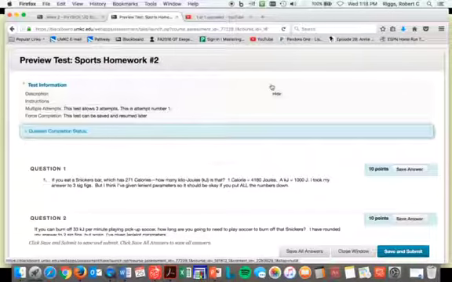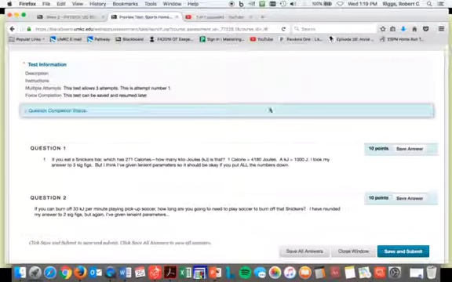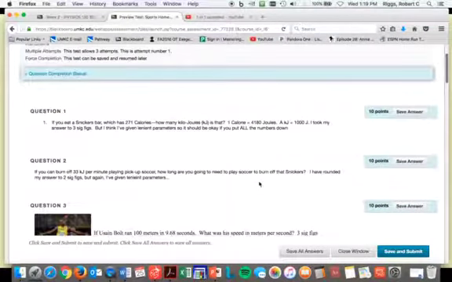Here's our homework. You get 3 attempts. If you eat a Snickers bar, which has 271 calories, how many kilojoules is that? Remember, 1 calorie is equal to 4,180 joules, and a kilojoule is equal to 1,000 joules. I took my answer to 3 sig figs, but I think I've given lenient parameters, so it should be okay if you put all the numbers in there. So do you remember how we did that? What that looked like?